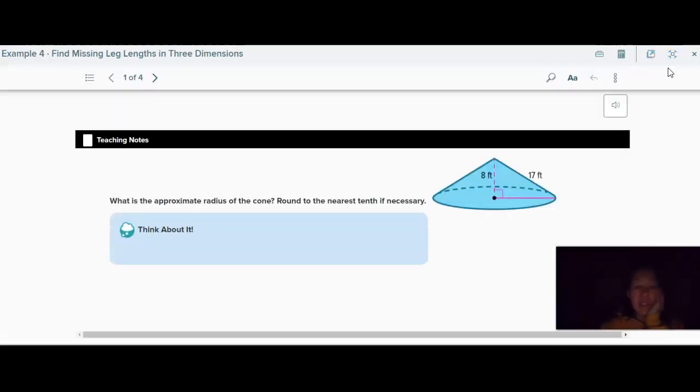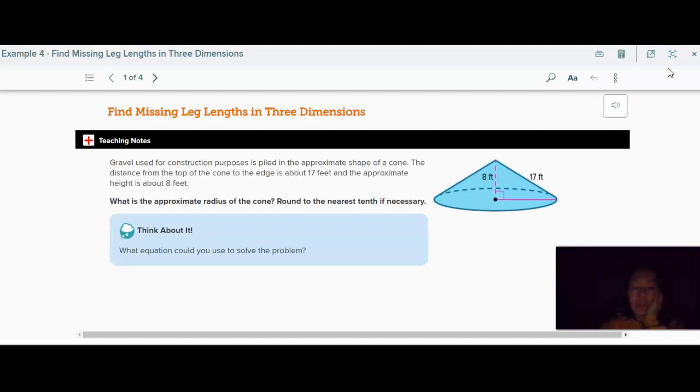Now you'll also have to do this in 3 dimensions. So you have to be able to find the right triangle in a 3-dimensional object. We are going to be working with 3-dimensional objects in a future chapter, so this is going to be important to be able to find missing right triangle lengths. So I'll let you read that.